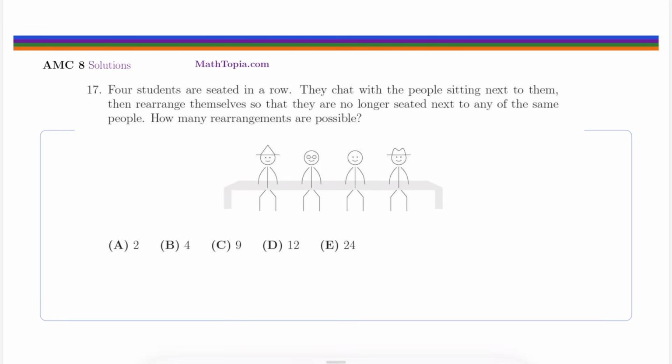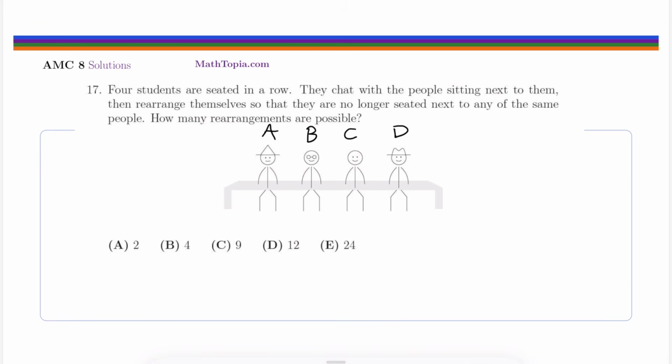Four students are seated in a row. They chat with the people sitting next to them and then rearrange themselves so that they are no longer seated next to any of the same people. How many rearrangements are possible? So I'm just going to call these people A, B, C, and D.